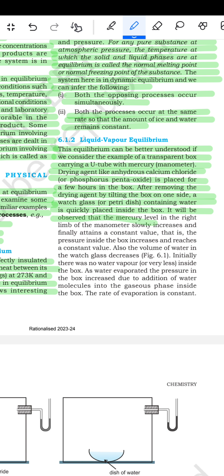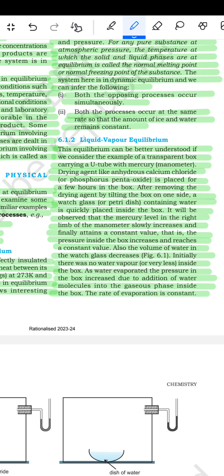It will be observed that the mercury level in the right limb of the manometer slowly increases and finally attains a constant value. That is, the pressure inside the box increases and reaches a constant value. Also, the volume of the water in the watch glass decreases. Initially, there was no water vapor or very little inside the box. As the water evaporated, the pressure in the box increased due to the addition of water molecules into the gaseous phase inside the box.